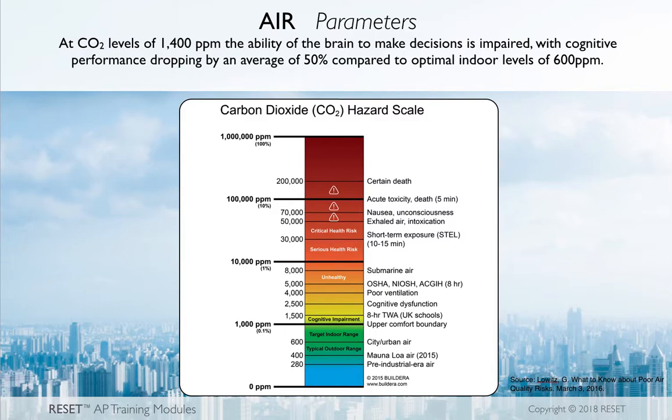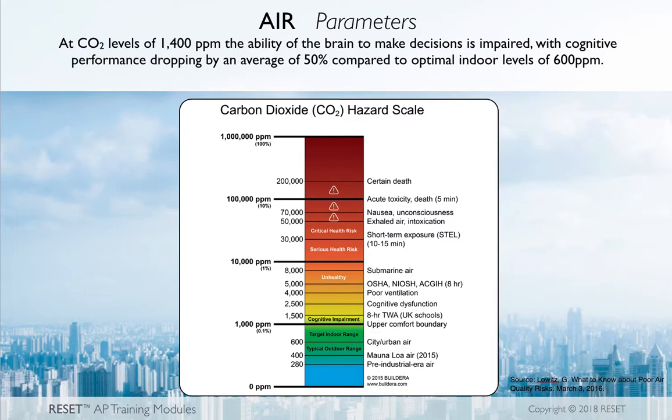Impairment, which is what this graph is showing us, happens at about 1,500, and that is also documented in the Harvard study as well. So when we look at these numbers, CO2 is getting a little bit more significant in factoring what is considered good quality air in a space. So as we see, it's documented that there's a 50% drop in performance as levels of CO2 go up beyond 1,400. And at levels of 2,500 parts per million, you have what is called here cognitive dysfunction.